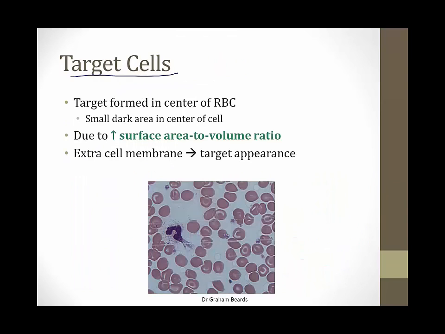Target cells are red blood cells that have a circle that looks like a target in the center of the red cell. I'm circling a nice example of one right here. Normally the center of the red blood cell is pale, but the pale center of this red cell has a dark circle in the middle of it, and that's called a target cell. This occurs anytime there's an increase in the surface area to volume ratio of the cell. So for example, if there's extra cell membrane, you can get a target appearance. On the other hand, if you shrink the volume, you can then have an increased surface area to volume, and that can also produce target cells.